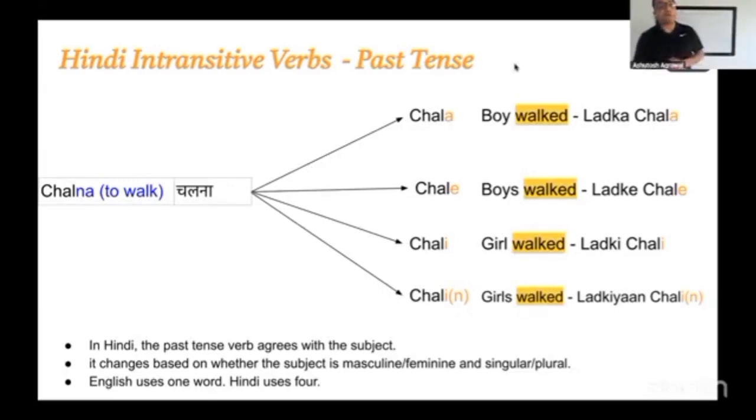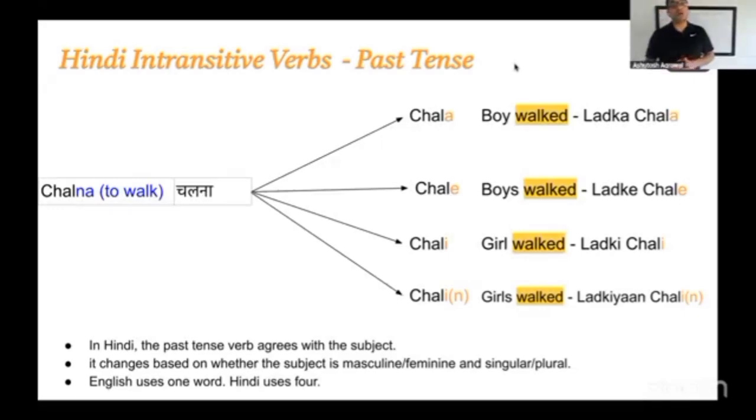For masculine singular, you remove the na and you put the a sound. So, as an example, chalna, you remove the na and you put a, so it becomes chala. So, for one boy, it's ladka chala. For multiple boys, you remove the na at the end and you put the e sound, chale, ladke chale.